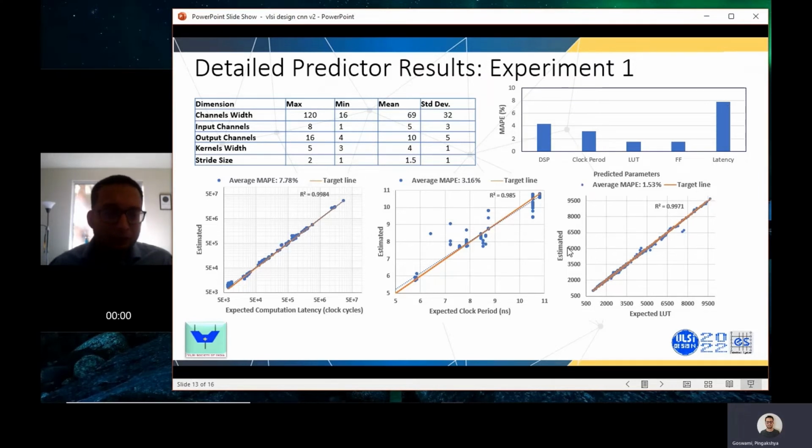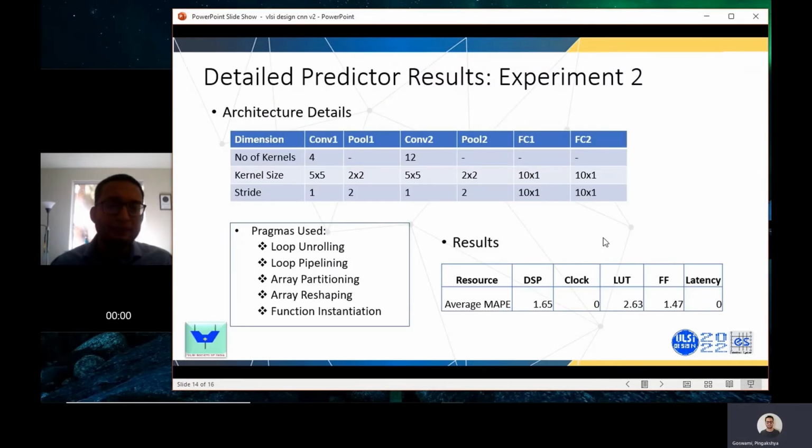This graph shows that our predicted parameters are highly correlated with the actual values. This is for clock period, latency, and this is for resource. In the second experiment, since we kept both the architecture and the dimension the same, we only changed pragmas.